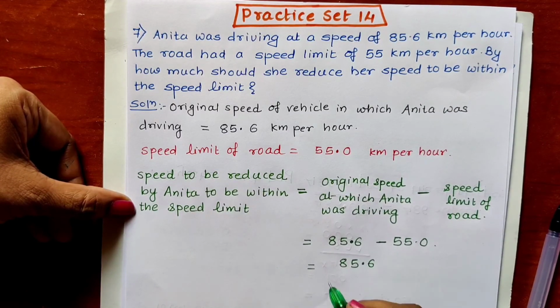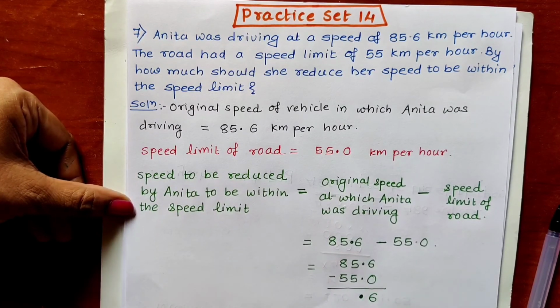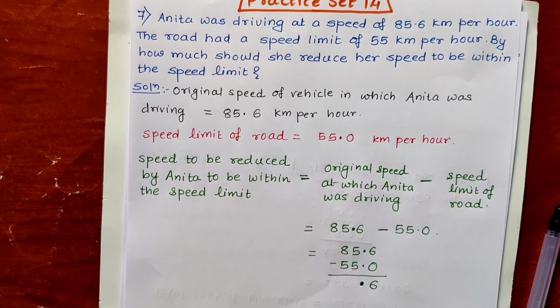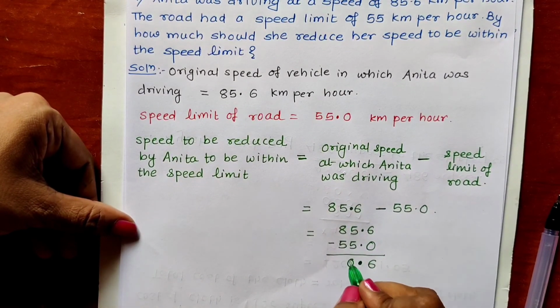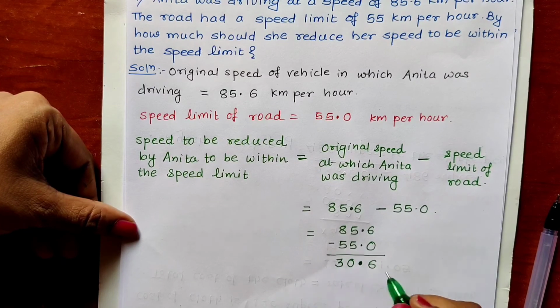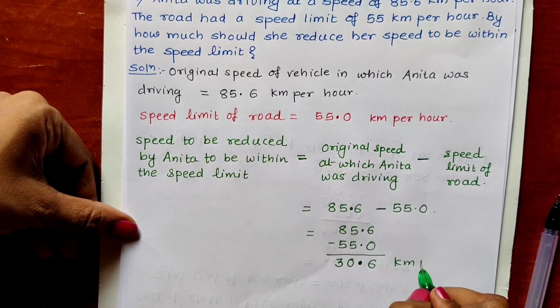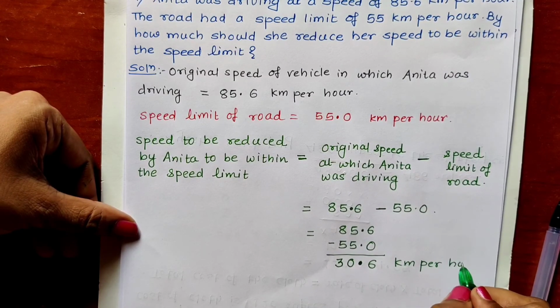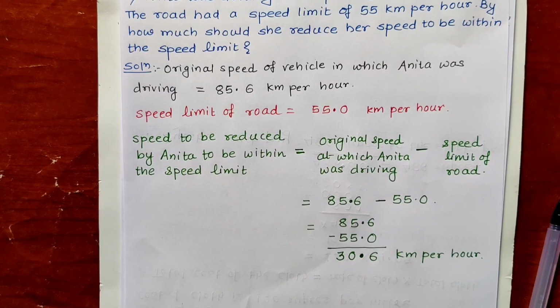Now let us subtract. 85.6 minus 55.0. Very easy. 6 minus 0 is 6. Point below point, decimal point. Then 5 minus 5, 0. 8 minus 5 is 3. 30.6 km per hour. So this much speed she has to reduce to be within the speed limit of that road.